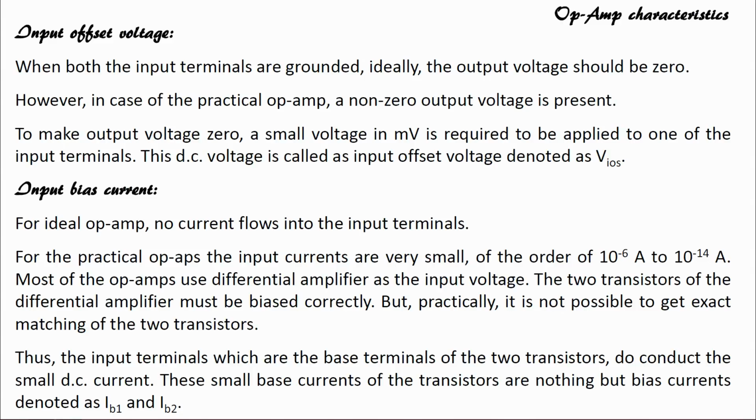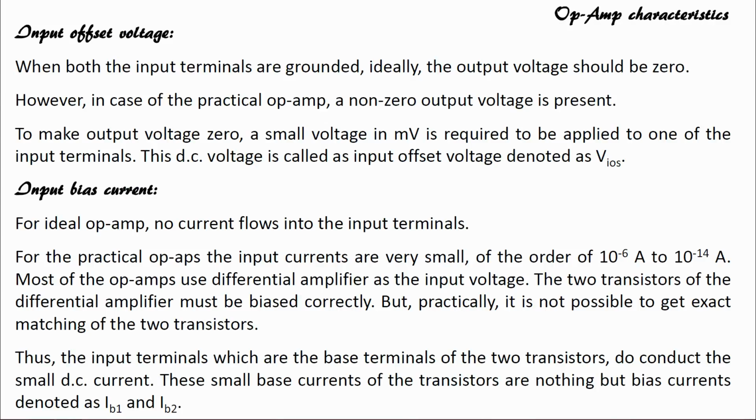The input terminals, which are the base terminals of two transistors, draw a small DC current. This small base current of the transistors is nothing but the bias currents, denoted by IB1 and IB2. You see why this happens? Because of the two transistors of the differential amplifier.